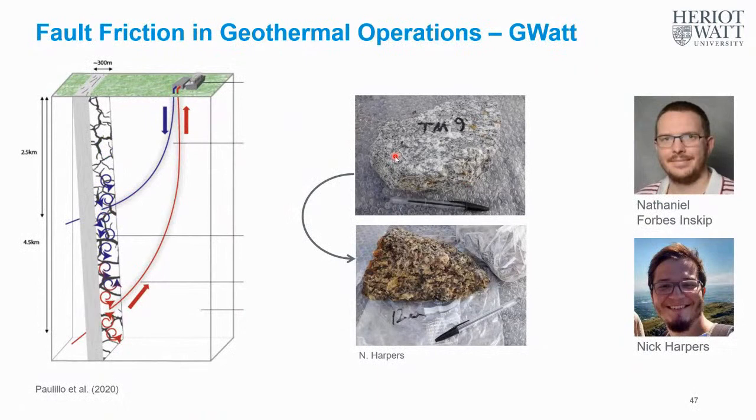So finally, at Heriot-Watt University, we are currently investigating the frictional behavior of granite fault gouges. That's part of the NERC-funded GeoEnergy project, and this work is done by postdoc Nathaniel Forbes-Inskip and PhD student Nick Harpers. This project is related to the United Downs Deep Geothermal Power Project, which uses a permeable fault zone for the circulation of geothermal fluids. And we are investigating how such fluids might affect the granite composition, as shown here, and what the possible implications are for the frictional properties.